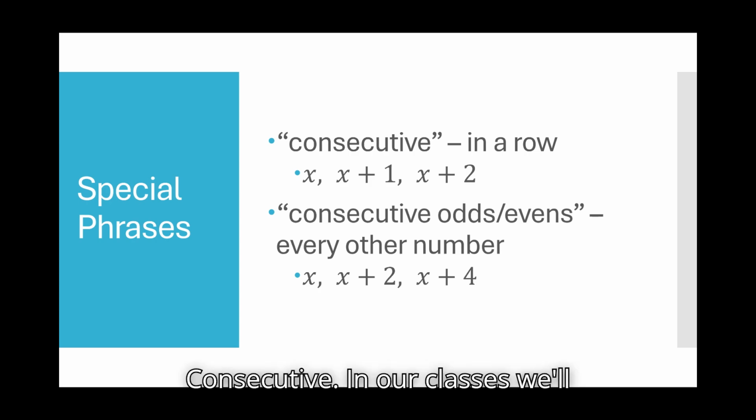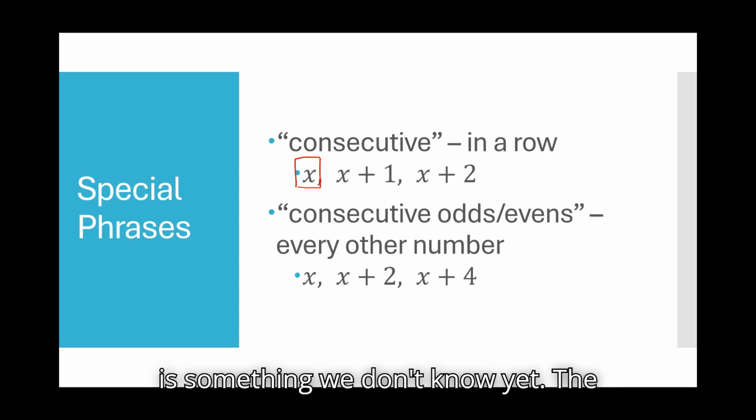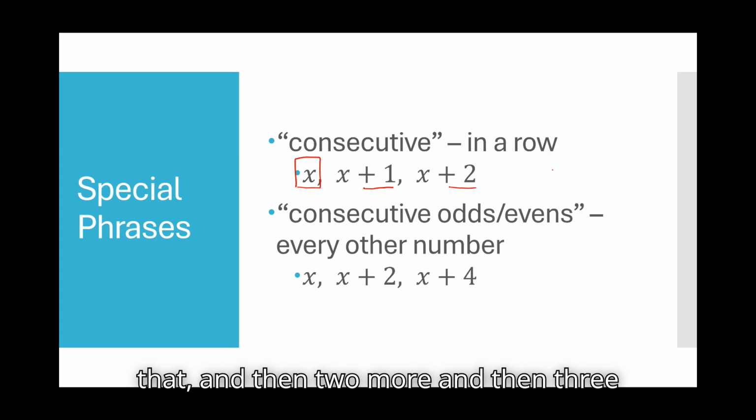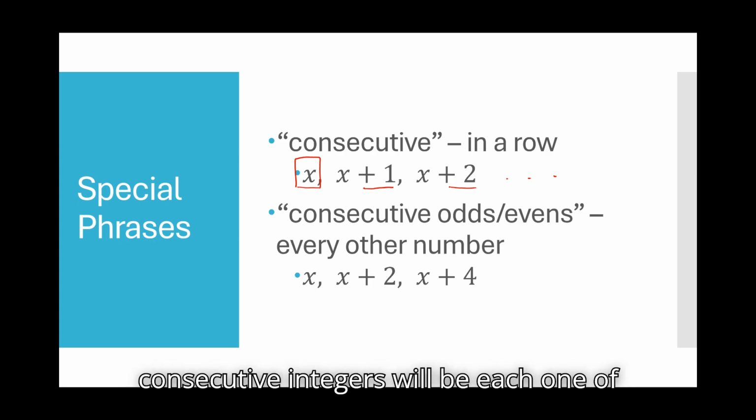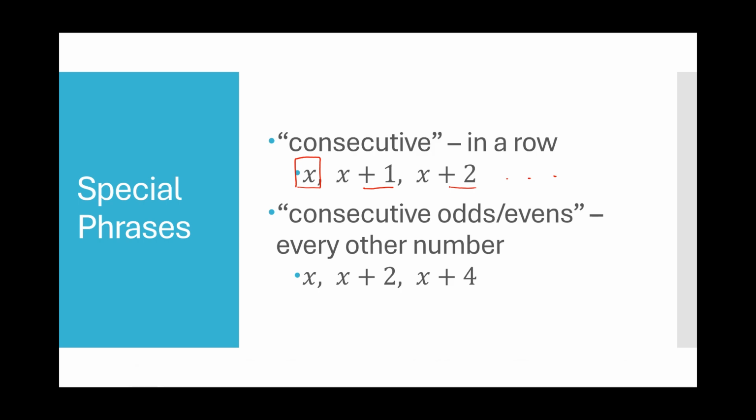Consecutive. In our classes, we'll be talking about consecutive integers. That means they're always going to be whole numbers in a row, right? 7, 8, 9, 10. It's a straight in poker. So if your first number is something we don't know yet, the next one is going to be one more than that, and then 2 more, and then 3 more, etc., etc. So you start with what you don't know and just give it a variable like x, and then the next consecutive integers will be each one of them one more than the previous.